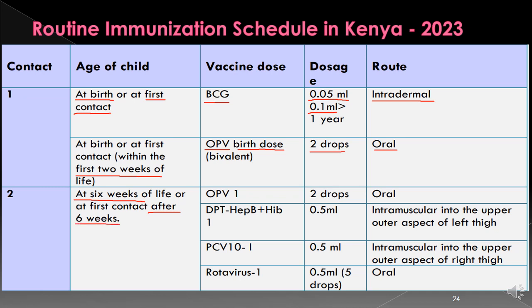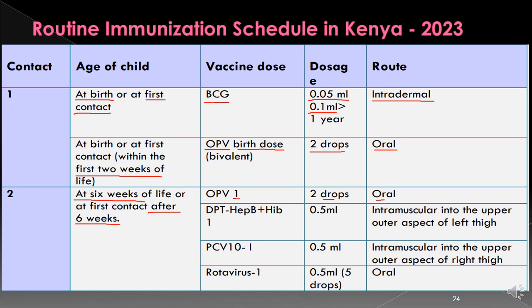These children should receive the oral polio vaccine 1. Remember, the one at birth was called birth dose or 0. And then we have the OPV 1, which is given at 6 weeks. The dose remains the same and the route remains the same.